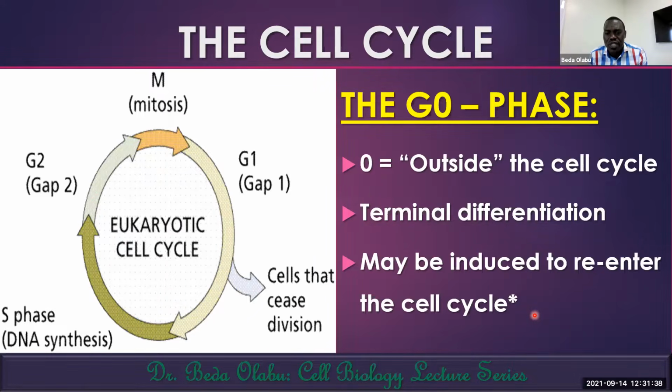Some examples of cells which are in this phase include mature red blood cells. You know, they don't even have a nucleus, so they can't even divide. Skeletal muscle cells, they don't divide. Most nerves, they don't divide. A number of cardiac muscle cells, if not all of them, they don't divide. So they are considered to be in the G0 phase. The mature cells of bone, we call them osteocytes, they don't divide.